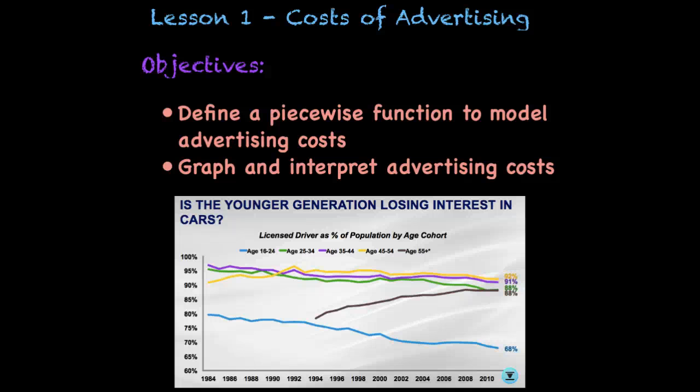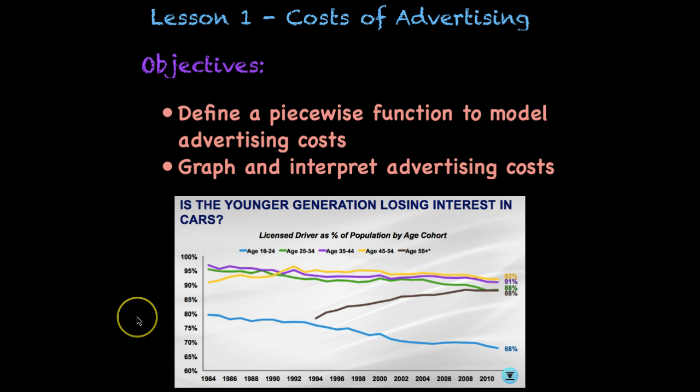Welcome to Lesson 1, Costs of Advertising. In this lesson, we're going to be exploring how much it costs to advertise in a print ad. So if you had a car, for example, that you were looking to sell, what would it cost you to place an ad in a newspaper? Our objectives are to define a piecewise function to model these advertising costs and to graph and interpret advertising costs.